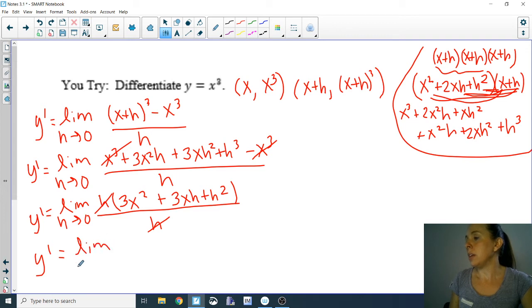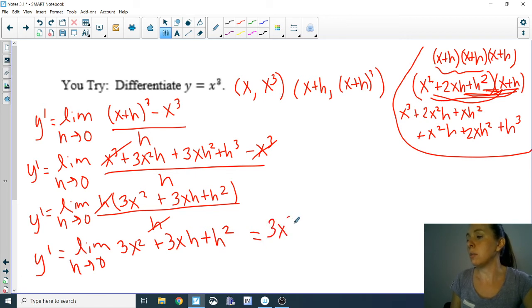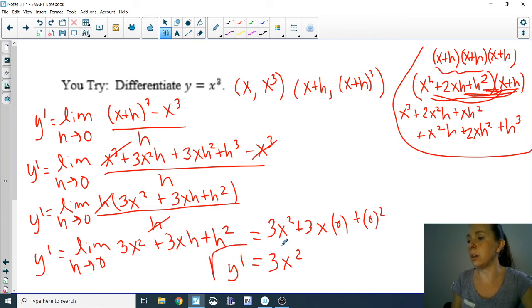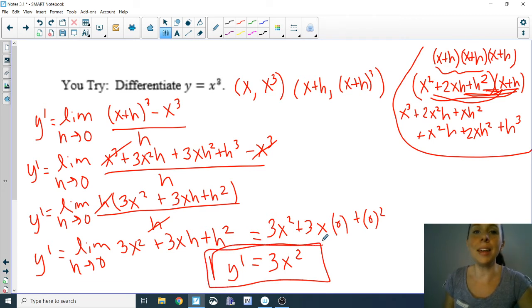We have the limit as h approaches 0 of 3x squared plus 3xh plus h squared, which will be 3x squared plus 3x times 0 plus 0 squared, which is 3x squared. Y prime equals 3x squared. Woo! There's another one for you.